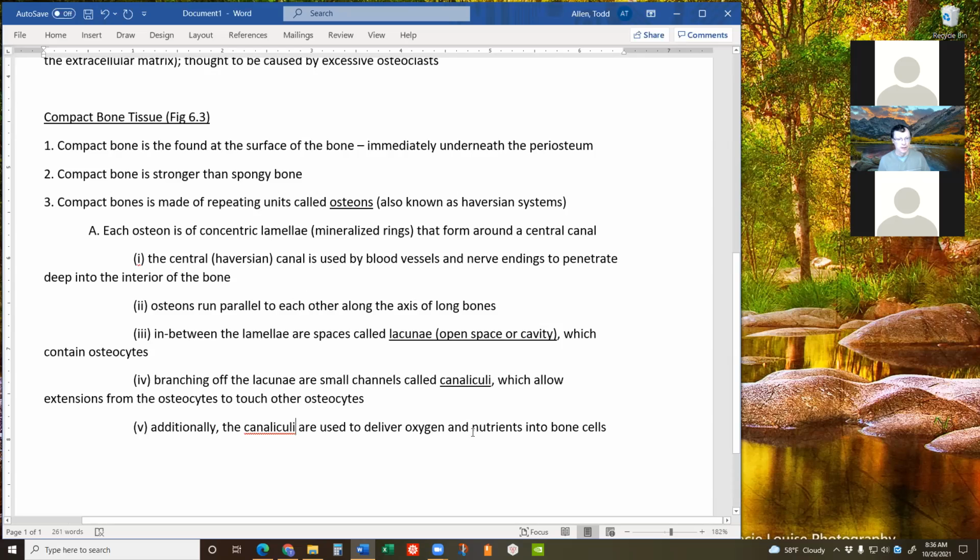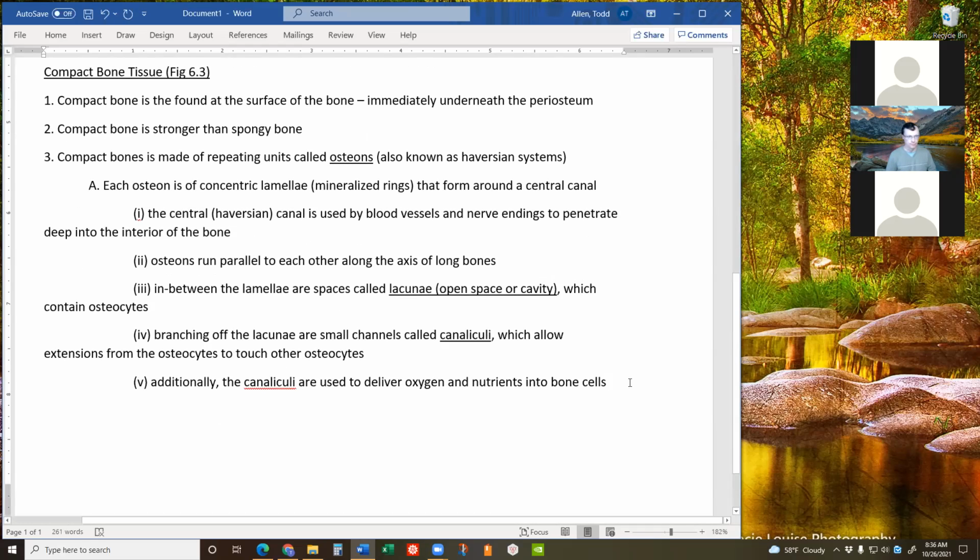All right, folks, do you have any questions about some of these new vocab words that are being described about compact bone in figure 6.3? Hopefully some of these terms are not completely foreign to you, as some of your laboratory homework in Wiley Plus brings these topics up.